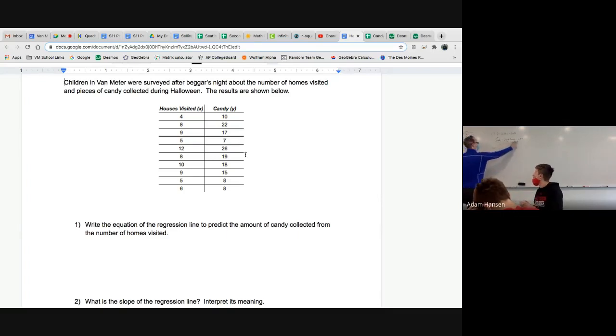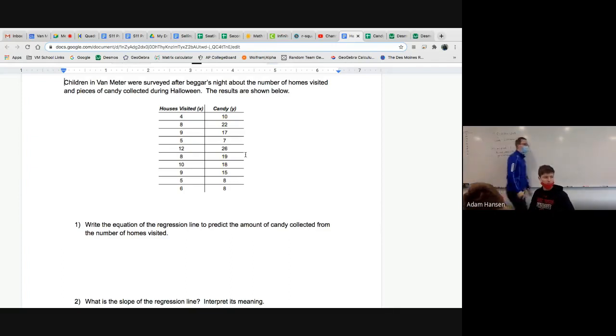Which one of these numbers is the slope? 2.24. Good. m equals 2.24. What does that mean in context as our rate of change? On average, per each additional home, we're expected to get another 2.24 pieces of candy on average. For each additional house, we expect to get 2.24 more pieces of candy on average.